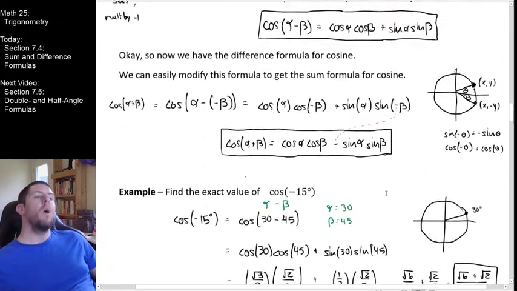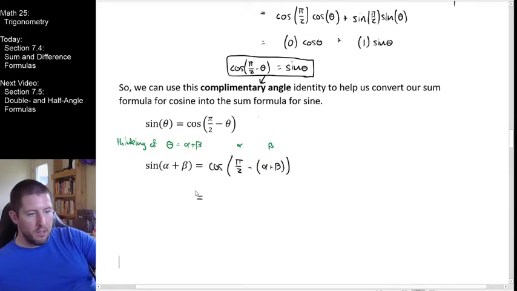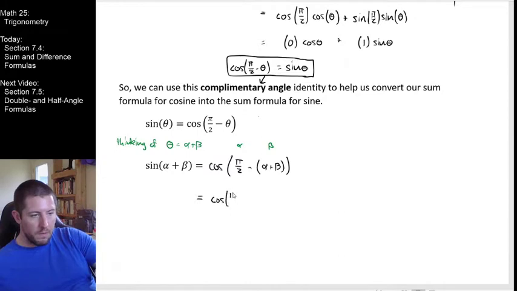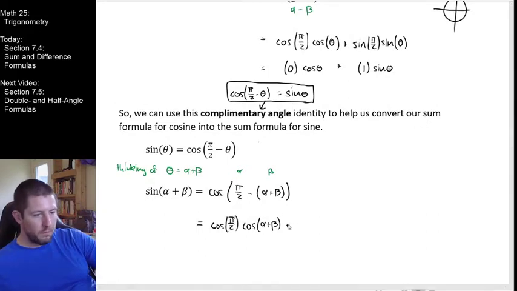So I'm going to remind myself one more time. Difference formula for cosine: cosine of the first term times cosine of the second term, plus, scrolling back up one more time, the sine of the first term times the sine of the second term. Sine of pi halves times the sine of alpha plus beta, right?